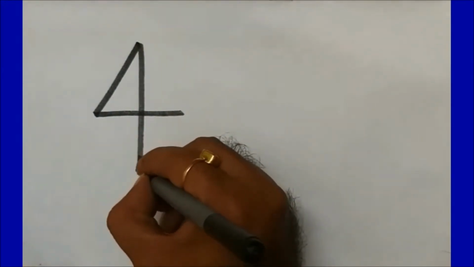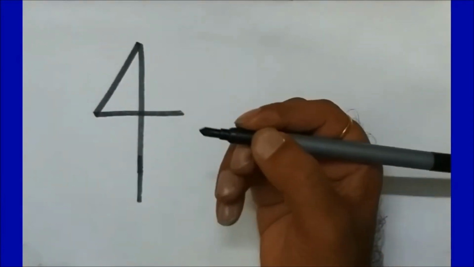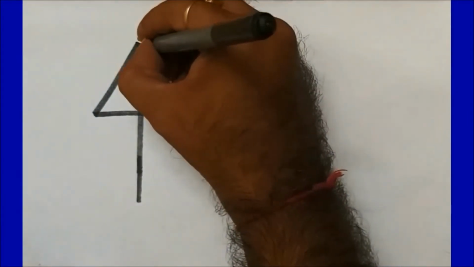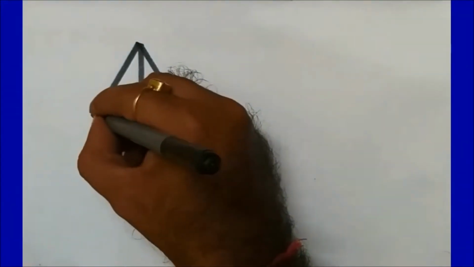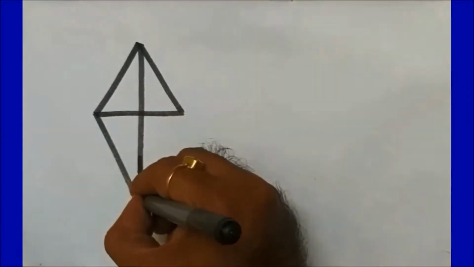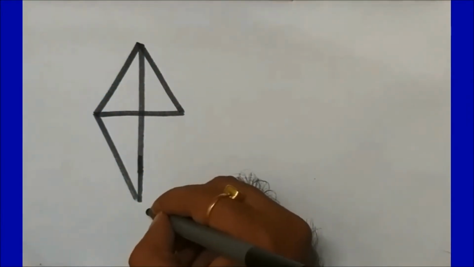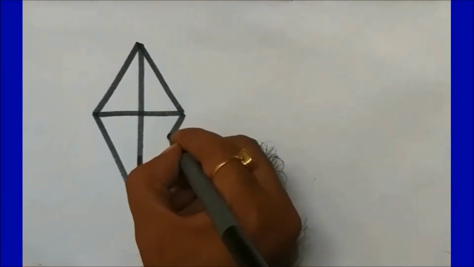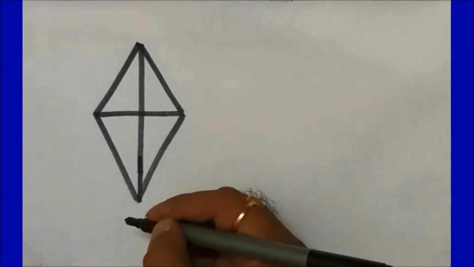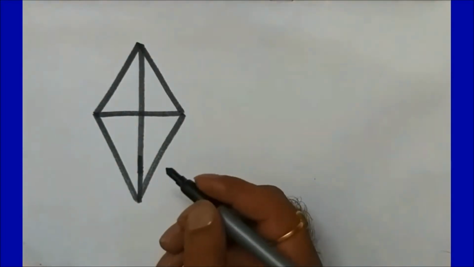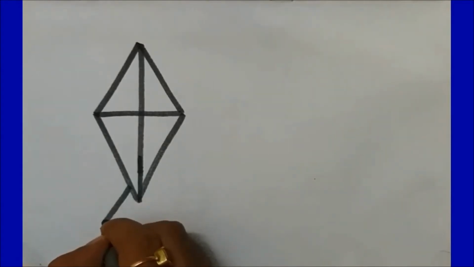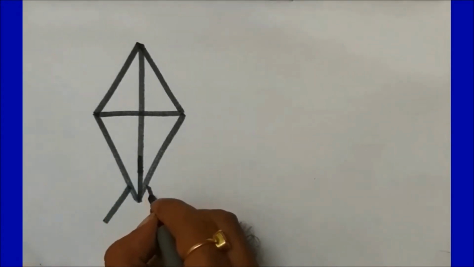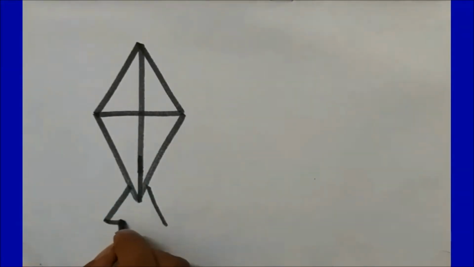I am extending this line little bit more. One slanting line touching to the first point to the last point. One more slanting line from the first point to the end point. One more slanting line going towards from the side point to the downside lower point. One slanting line going towards downside. One slanting line going towards downside. One slipping line. Here our kite is ready.